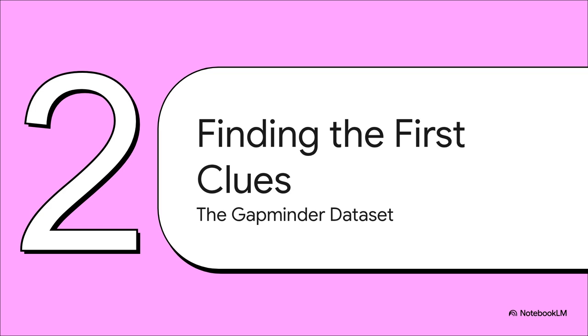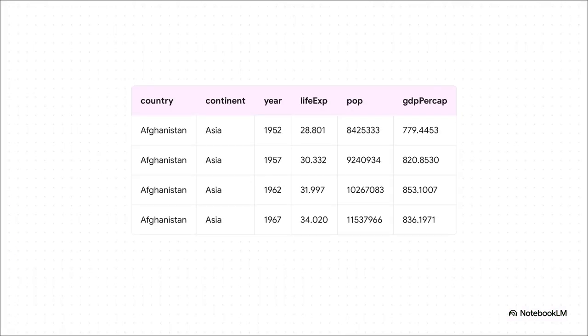Okay, so every good detective needs a case file. And for our investigation today, we're going to use a real classic. It's called the Gapminder dataset, and it's absolutely packed with fascinating info about our world. So what's actually in this file? Well, we've got data for a ton of different countries, across different continents, over a bunch of years. The main clues we're going to focus on are life expectancy, population, and GDP per capita, which is basically just a measure of a country's wealth per person.